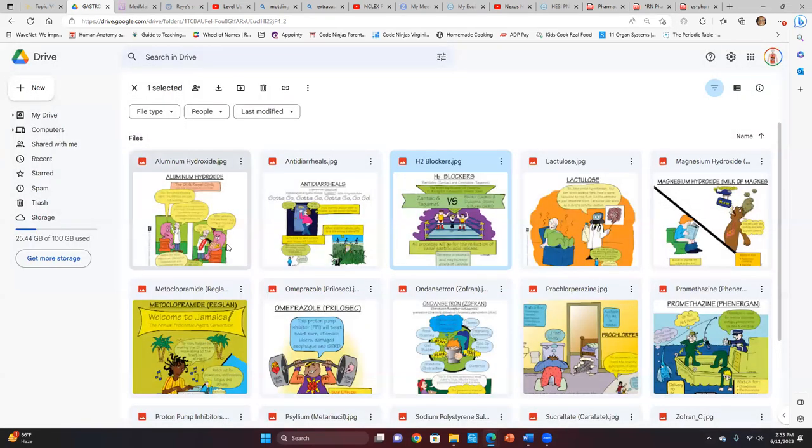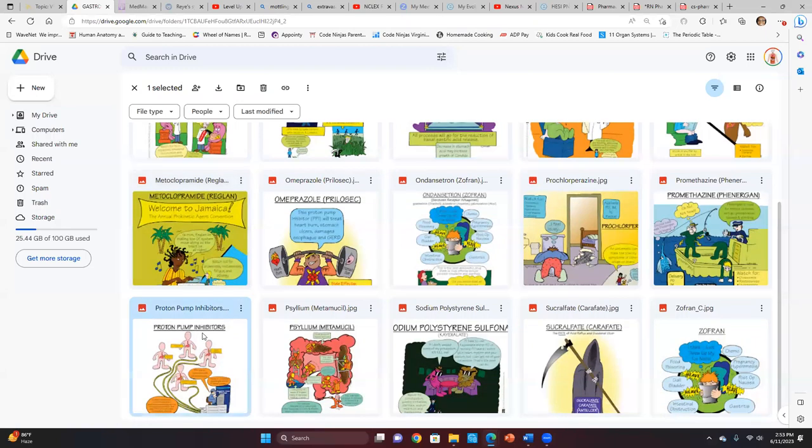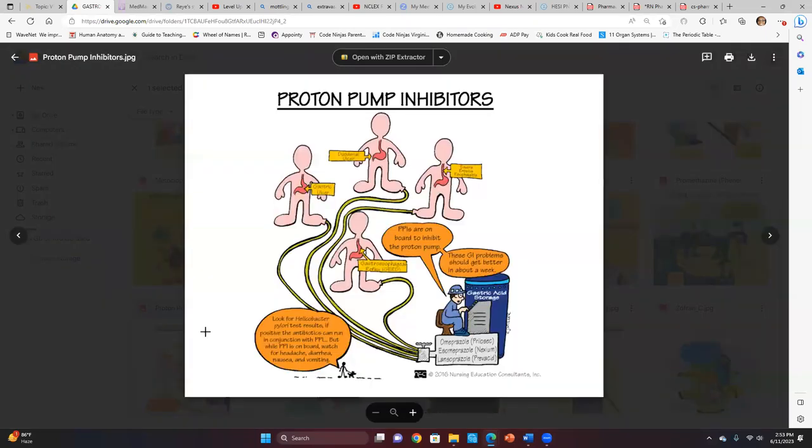Let's jump into our proton pump inhibitors, our PPIs. Those are the zoles: omeprazole, pantoprazole. The patient must take these PPIs 60 minutes before meals. They should not chew them, and these medications may cause liver failure.